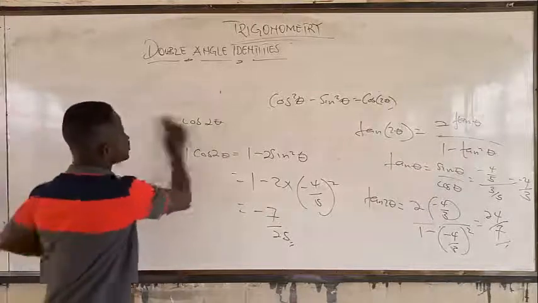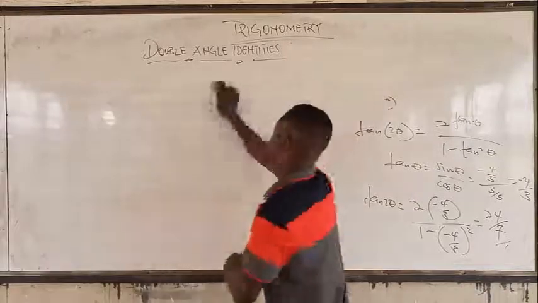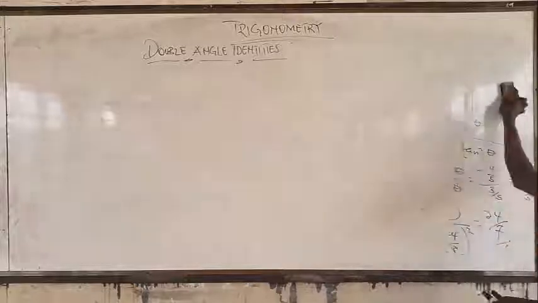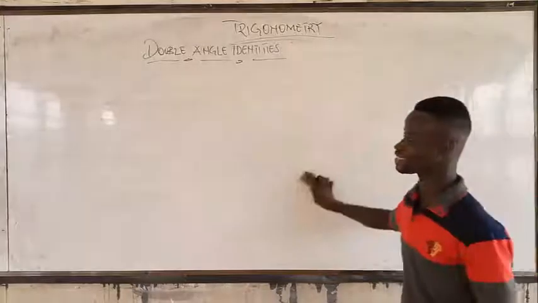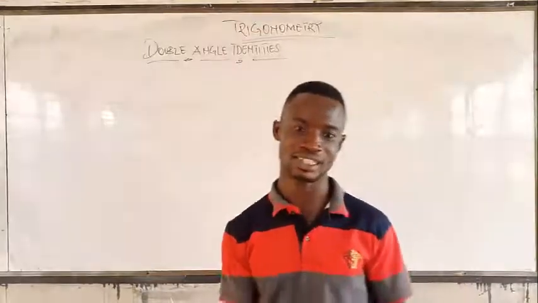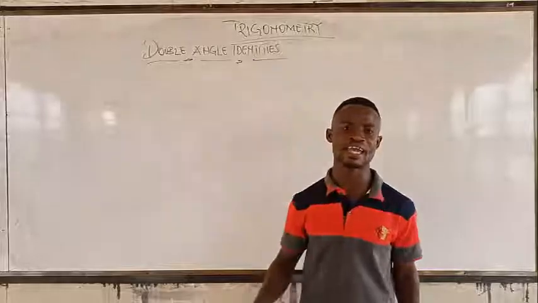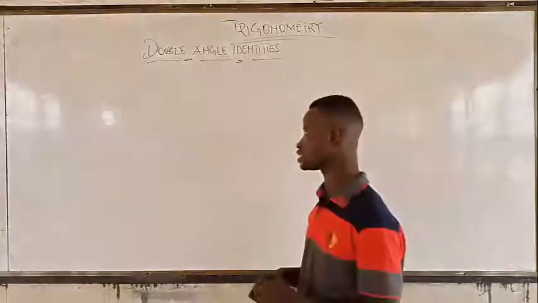Make sure you have all the formulas for double angles, for sum and difference, for the fundamental identities and all that. Make sure you have all of that in mind. Very good. So let's look at how to verify a double angle identity.